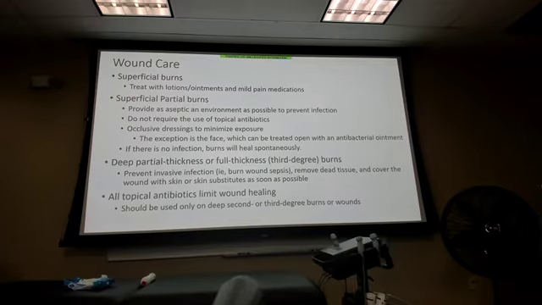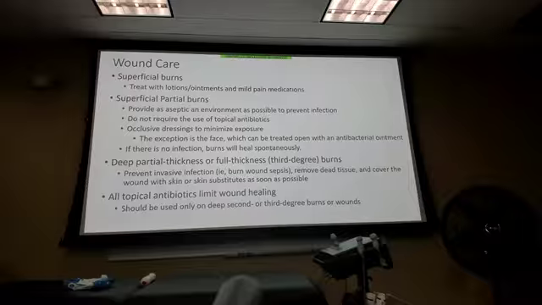Superficial partial burns, you're going to try to provide as clean an environment as possible to try to prevent infection. You do not require topical antibiotics. You can use an occlusive dressing to minimize exposure. You don't want to do that on the face. You're just going to leave that open with antibacterial ointment like bacitracin, ophthalmic bacitracin, especially if it's around the eyes. If there's no infection, then the burn will heal spontaneously. You're just going to keep it clean and keep it moisturized.